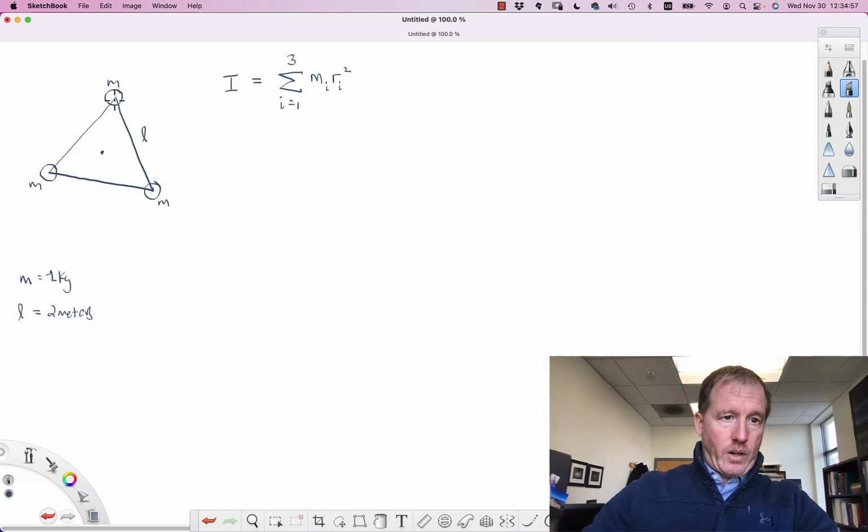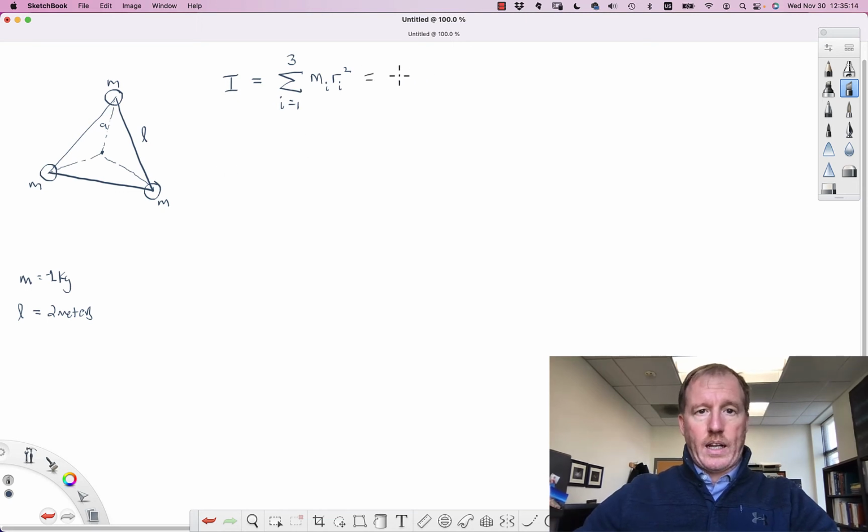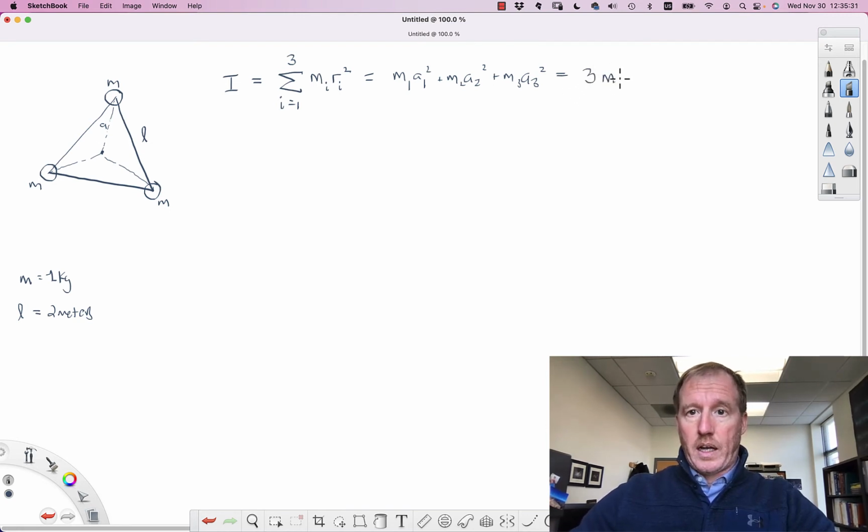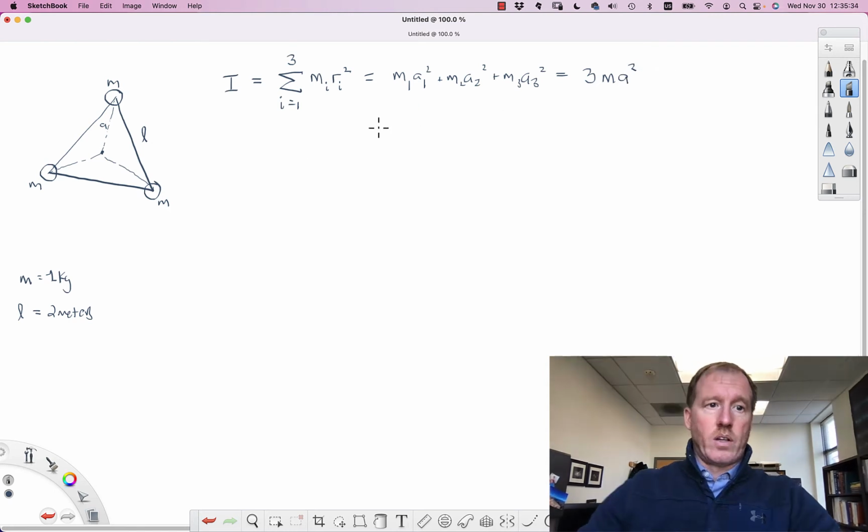And it's important to note here that the distance is going to be given by this line right here. So we'll call that distance A. Okay? And also notice, because this is an equilateral triangle, each of these A's is going to be the same. So I can write this as M1 A1 squared plus M2 A2 squared plus M3 A3 squared. And since all the masses are the same and all those values of A are the same, I can just write this as 3MA squared.